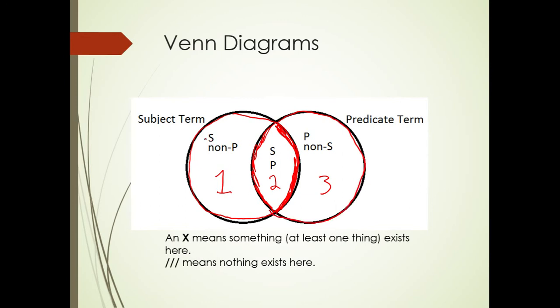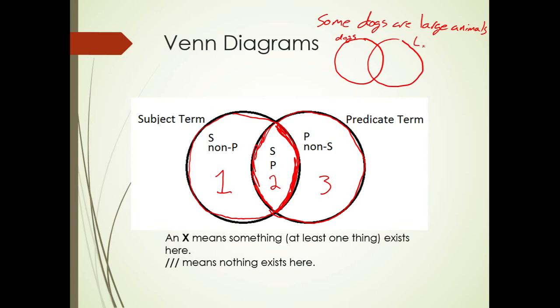So space one is your subject term, the S, but it's not a P. It's not part of the predicate term. Space two is your subject term and your predicate term where they overlap. And space three is your predicate term, but not part of your subject term. So if you had some dogs are large animals, the left circle is going to be dogs. The right circle is going to be large animals.